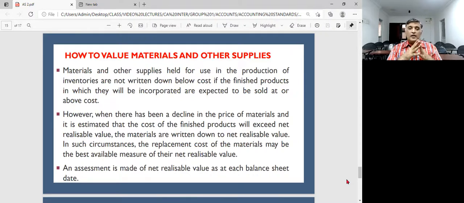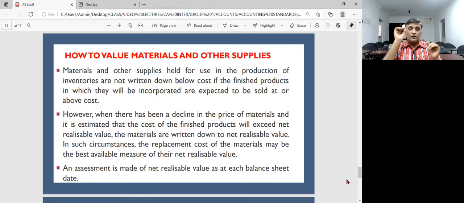The last bit of the story is very interesting. How do you value materials and other supplies? Because when I value finished goods, one component of the finished goods is raw material. Raw material gets into the finished product. So the valuation of the raw material depends on how I value my finished goods. That is very important. When I say cost or NRV, whichever is lower, you don't go by that logic for raw material. That is the logic for finished goods.